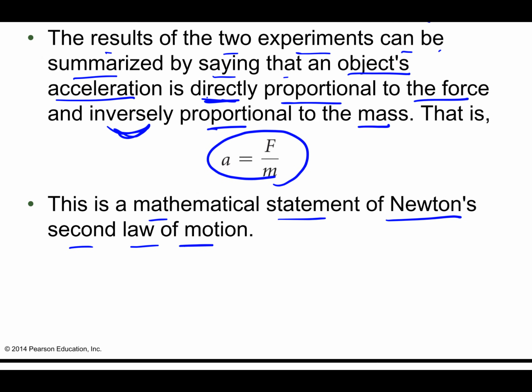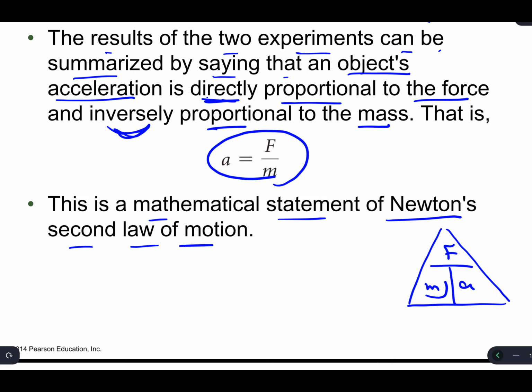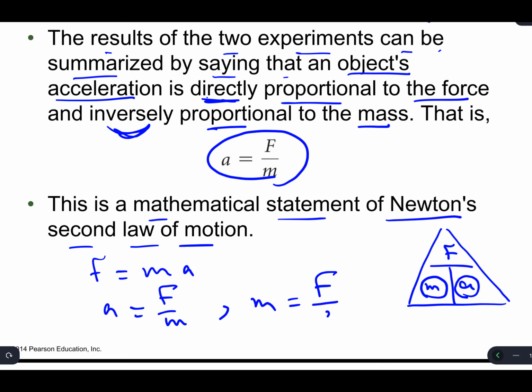Guys, some students like to make the equation in a triangle. F equals ma. If you need to get the mass of an object, F divided by A. If you want to get the acceleration of the object, F divided by M. If you want to get F, F equals ma. A equals F over M, and M equals F over A.